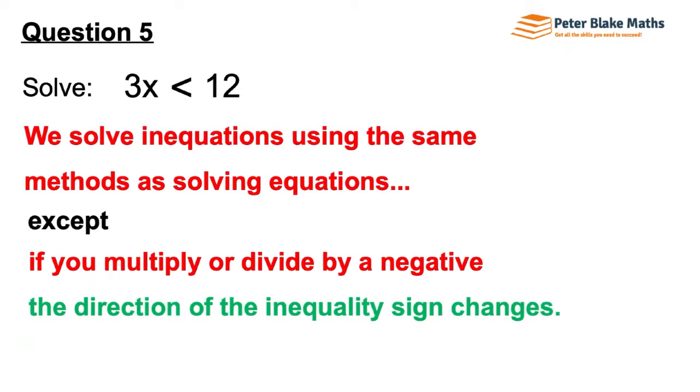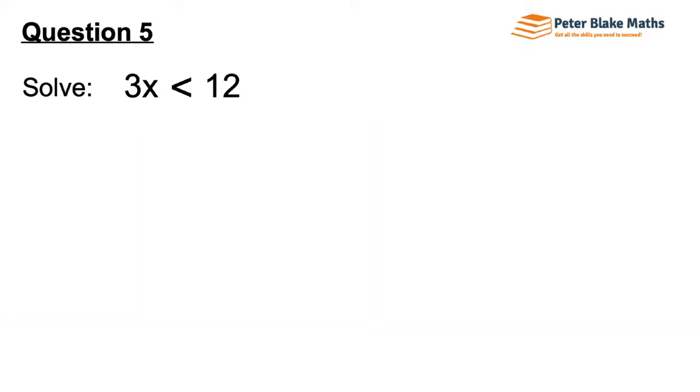We solve inequations like this using the same methods as solving equations, except if you see yourself multiplying or dividing by a negative, the direction of the arrow, the inequality sign, changes. So here we want to get x on its own. The 3 is multiplying by the x, so we're going to divide by 3 both sides.